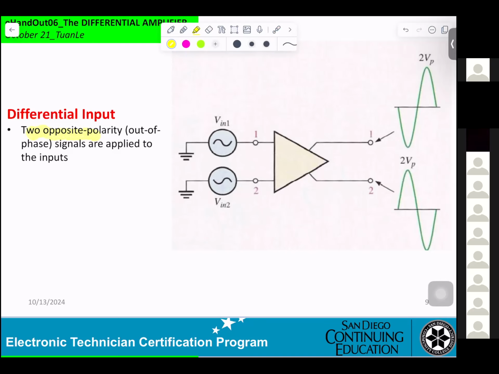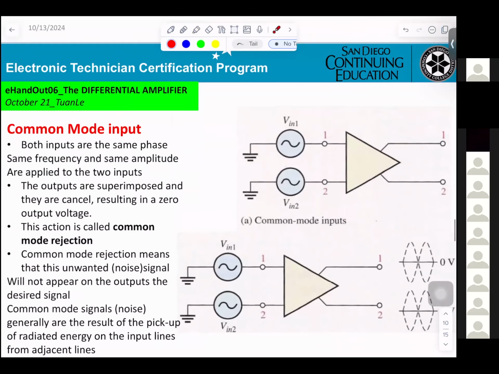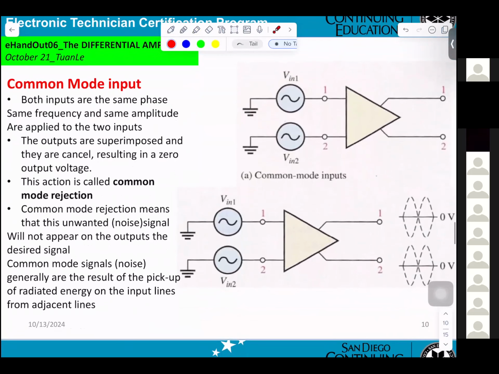Output 180 degrees out of phase. Signal applied, they must be opposite. Okay? See, what next? Common mode input. Both inputs are the same phase.